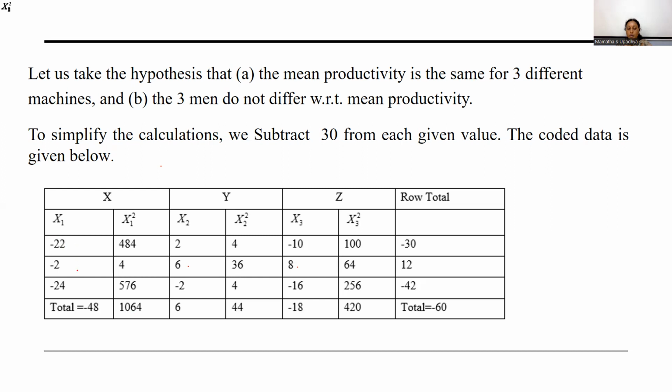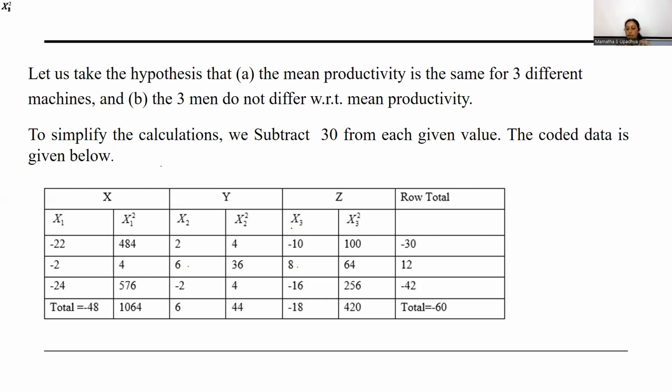So the total of x1 if you find it will be equal to minus 48. Similarly, the total of x1 square will be equal to 1064. Similarly, the x2 total when we do it is 6, and then the x2 square total, when you do 4 plus 36 plus 4, we will be getting it as 44.